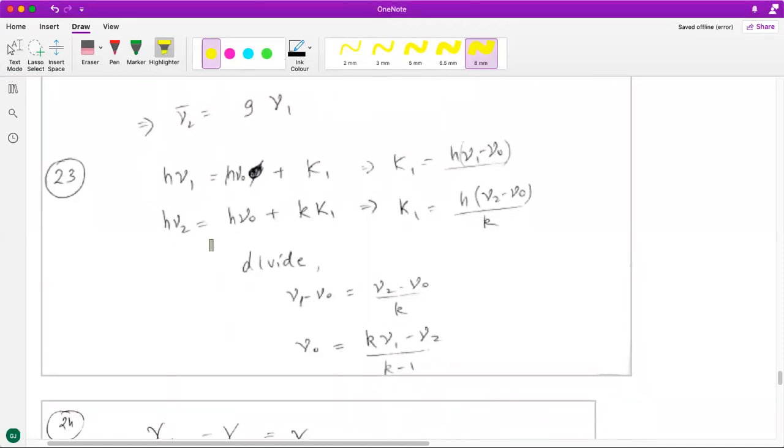All right, 23 is something again similar to a class example that we have done before. So you write two equations and solve for them. In the first case, you have h nu 1 as the energy of photon, and it gives an electron of kinetic energy K1. And in the second case, you have a photon of energy h nu 2, which gives a kinetic energy of electron as k times that of the previous. So using these two equations, you can do some manipulation and get the value of nu naught. This is the mathematical part which you can easily decipher once you have the two equations in front of you.